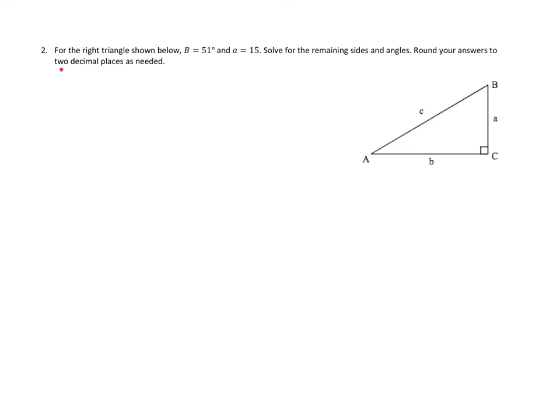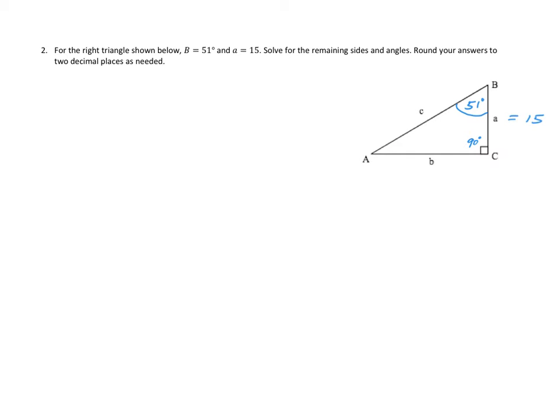In question 2, we have a right triangle, and we are told that the measure of angle B is 51 degrees, so that is here, 51 degrees. It's a right triangle, so this is a 90-degree angle. And we're also told that the length of side A is 15, so I'll label that as well. To solve this triangle, that means we have to find the missing angle, which is angle A, and the other two sides, B and C. So let's figure those out.